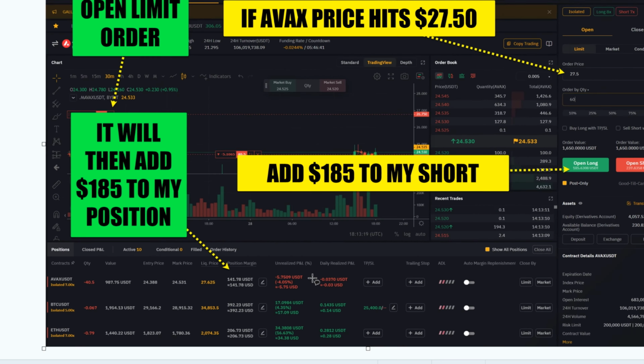If this was the only open trade that I wanted to add to my position, when I hit open long, it's going to put a line across here and say, hey, when AVAX hits 27.50, I want to add $185 to my position. And what that will do is bring up my liquidation price. So if my liquidation price right now is $27.62 and I add to my position at $27.50, that's going to bring up my entry price, because my first trade was at $24.38 and then my second trade is at $27.50. It'll probably split the difference and bring my entry price up to 25 or 26, which would then bring my liquidation price up to like 29.